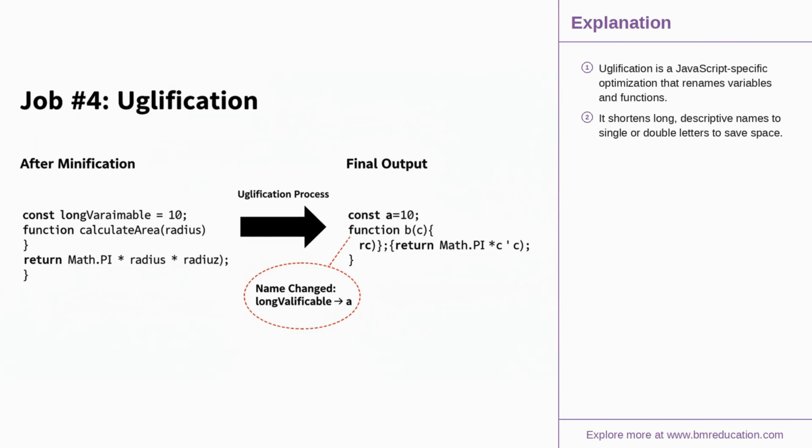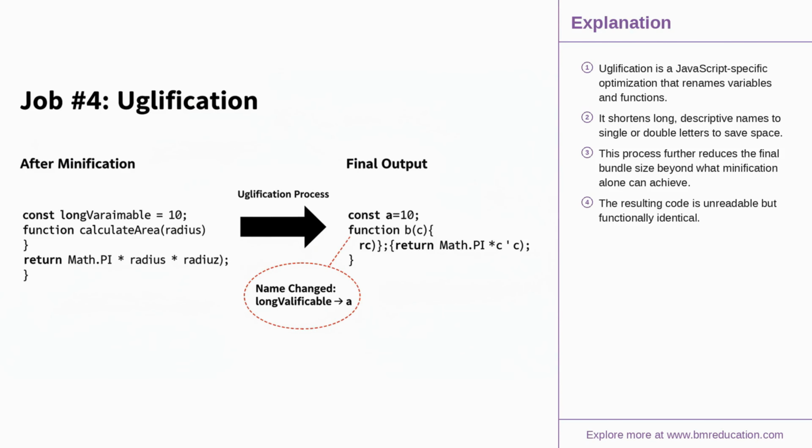Working hand in hand with minification is a process often called uglification, which applies specifically to JavaScript. This step takes optimization further by renaming your long descriptive variable and function names to short cryptic ones like A, B, or C. While this makes the code completely unreadable to humans, it shaves off even more bytes from the file size, providing an extra performance boost.